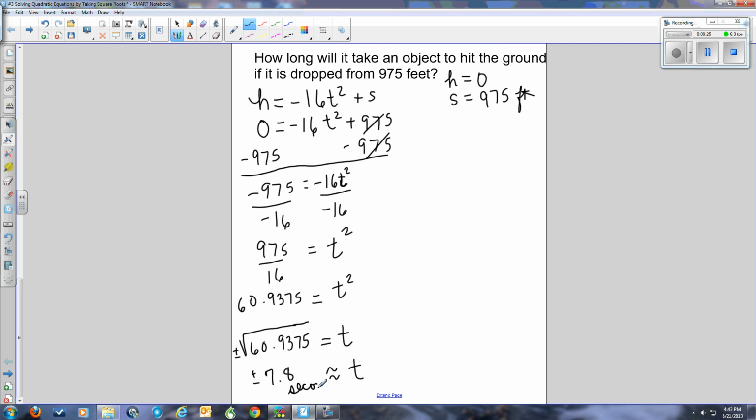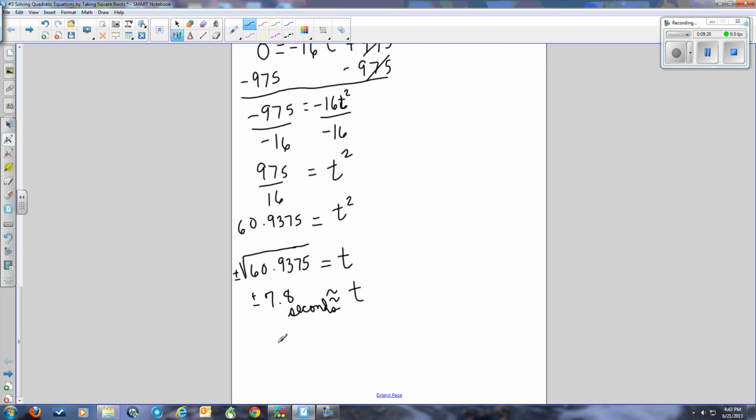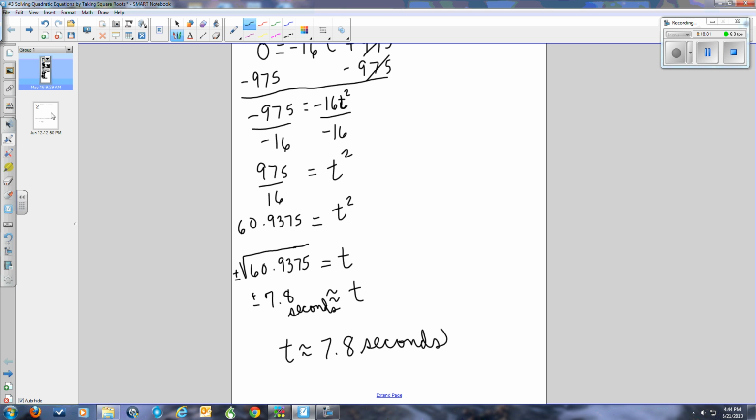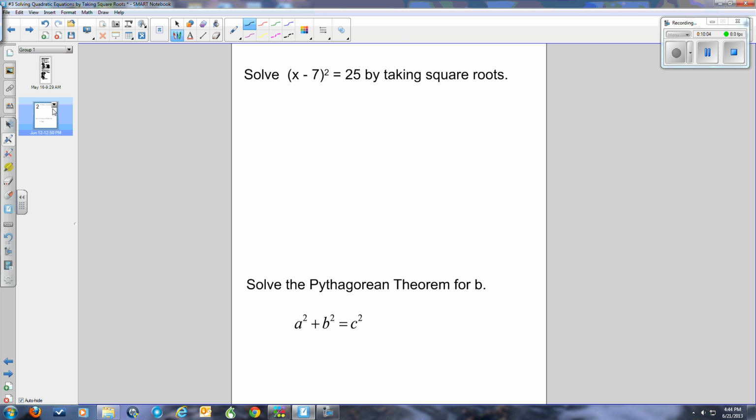Now we see right off we've got a little problem with this, because can you have a negative number of seconds? And maybe in some sci-fi adventures you can, but not here in real life. So no, we actually are going to have to throw away the negative answer and just deal with the positive answer. So we're going to say t is approximately 7.8 seconds. Okay, so it takes 7.8 seconds for the object to hit the ground after it's dropped from a height of 975 feet. Let's go on to the next page.